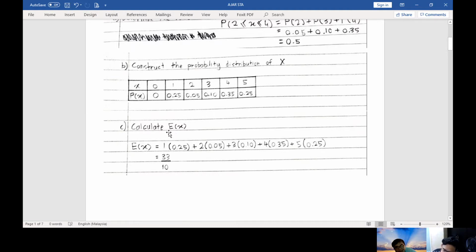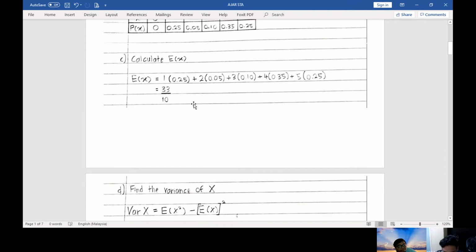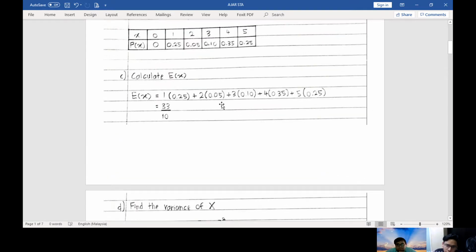Calculate E(X). E(X) is the mean. So the formula is we need to multiply x with p(x), so E(X) equals the sum of x p(x), right? Yes. And we need to sum all of it. So we need 1 multiplied by 0.25 plus 2 multiplied by 0.05 and so on until 5. Here we will get 33 over 10. So that is how we find E(X).